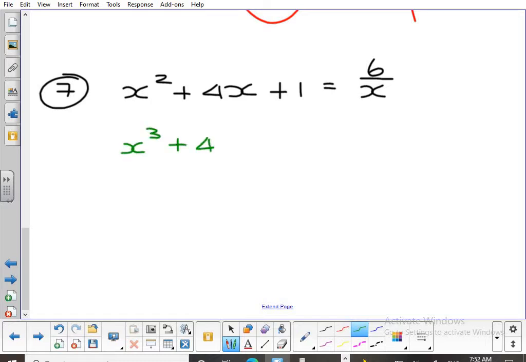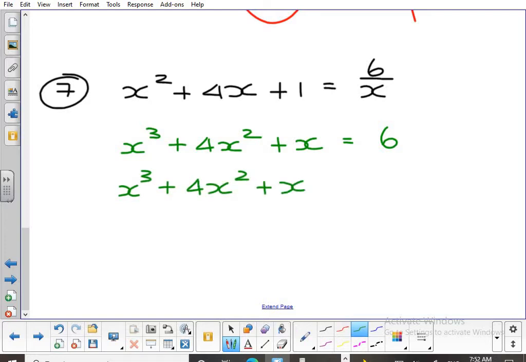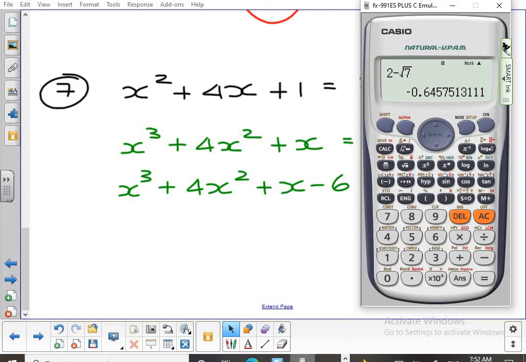x cubed, 4x squared, x, and 6. Then 6 will go across. And then this thing would look like that, which is standard form. Okay, so now, for those of you who've missed it, remember what I said. If you don't have this calculator, you start substituting 1, see if you get 0. Minus 1, if you get 0.